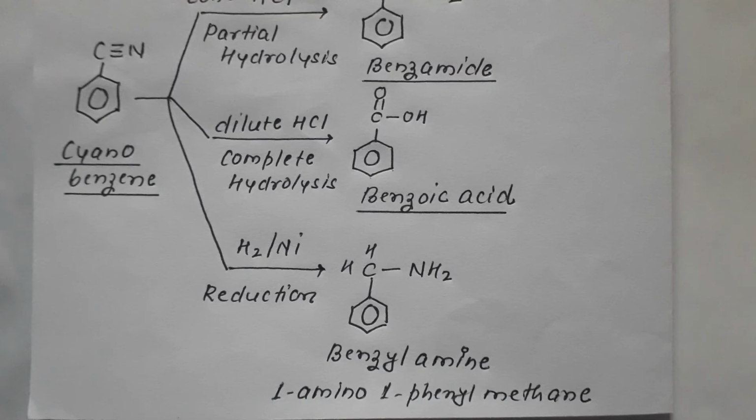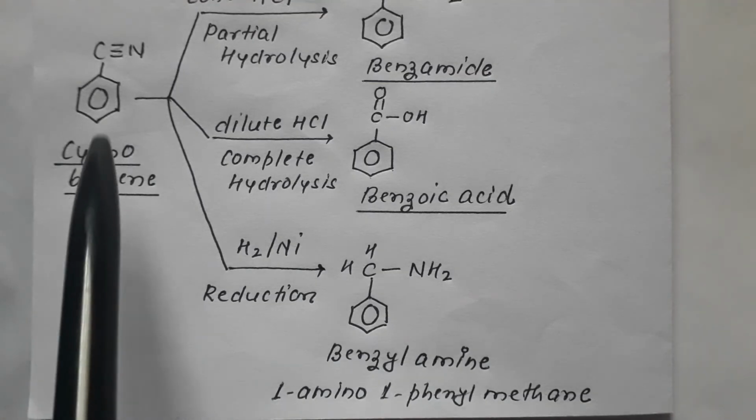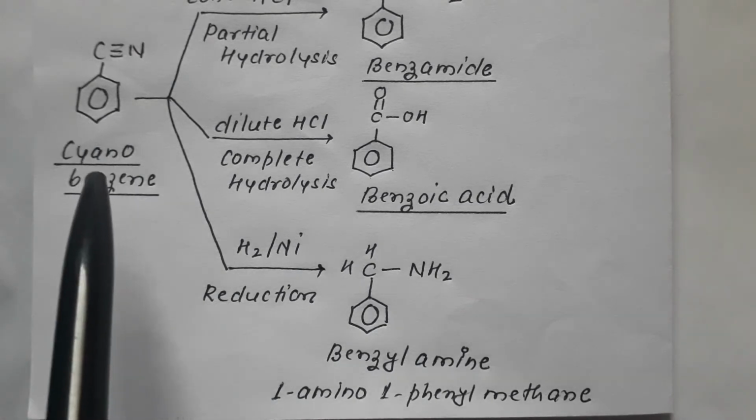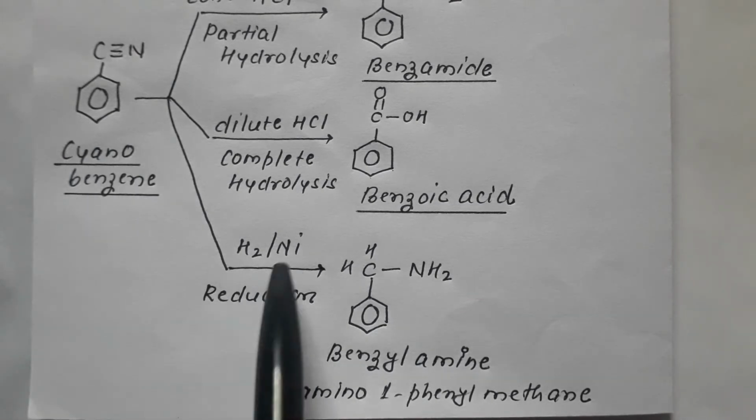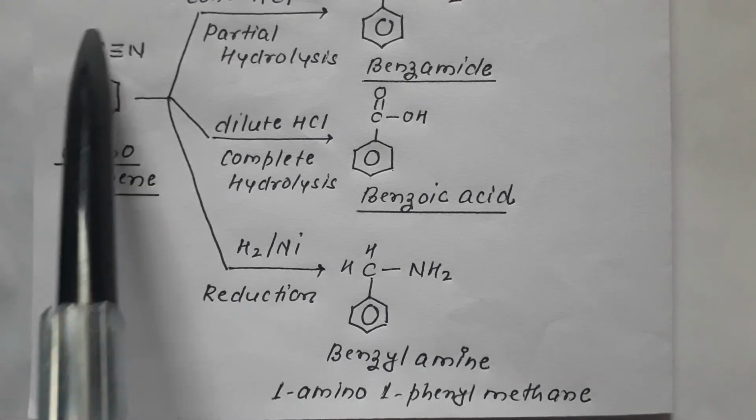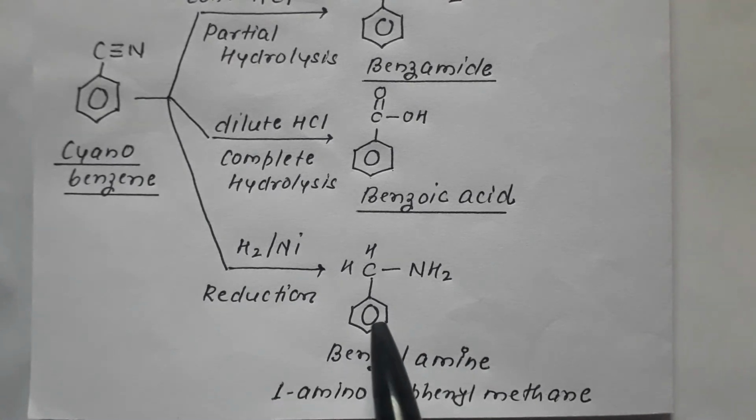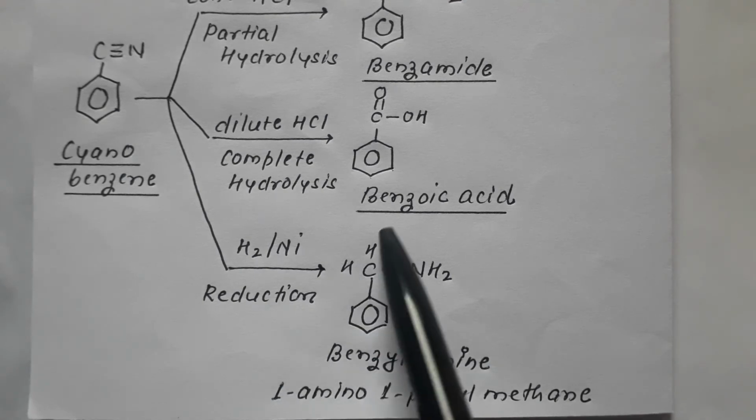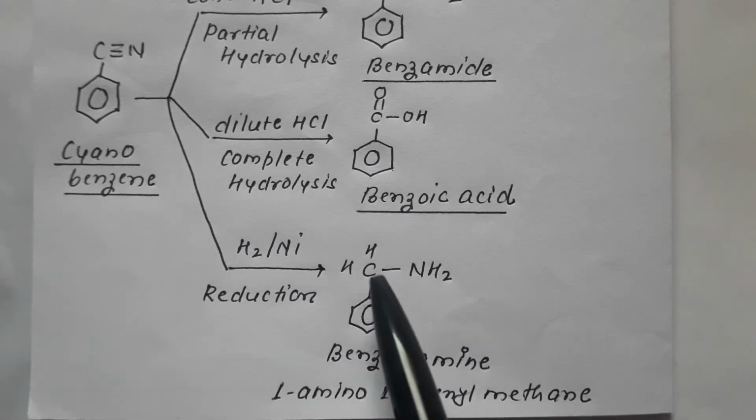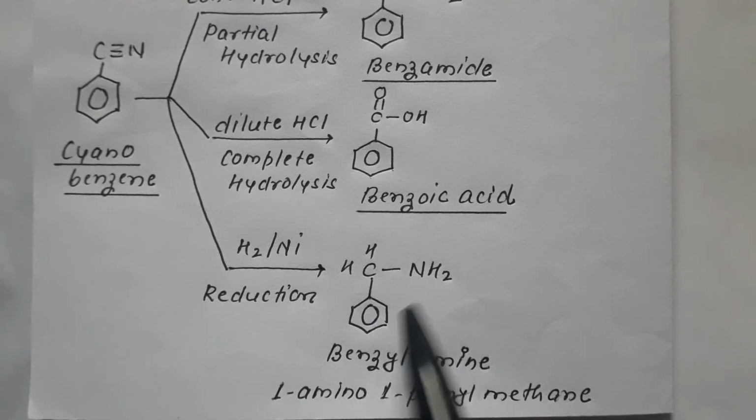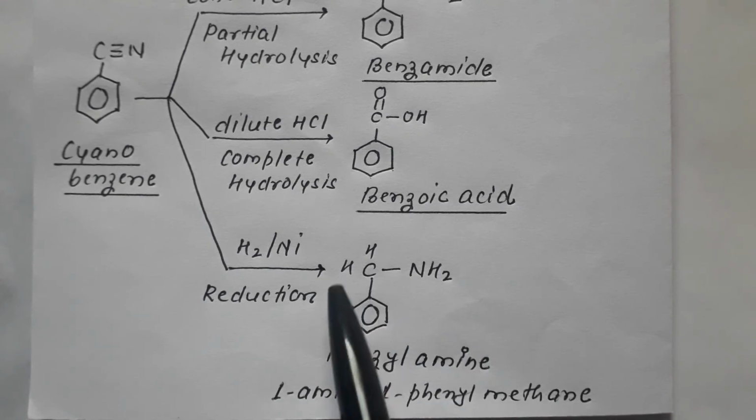So I continue. I said that if cyanobenzene is made to react with hydrogen in presence of nickel, 2H combine with C and 2H combine with N, resulting in formation of a benzene ring with CH2NH2. Just now I discussed that a benzene ring having one carbon with two hydrogen is called benzyl. Therefore, benzyl with NH2 is called benzylamine.